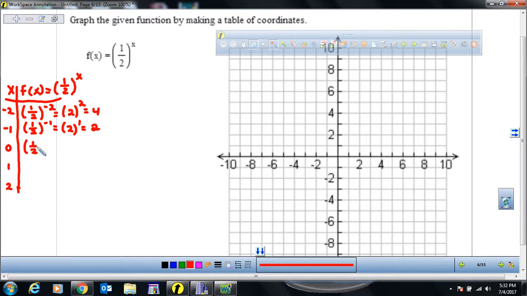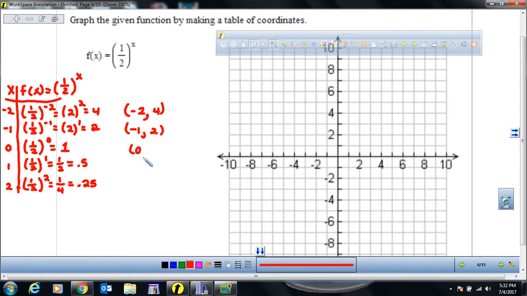1/2 raised to the 0 power. Remember that anything raised to the 0 power is automatically equal to 1. 1/2 raised to the first power is going to be 1/2, which is 0.5. And last but not least, 1/2 raised to the second power, 1/2 times 1/2, is 1/4. And 1/4 is the same as 0.25. So basically these are my points: (-2, 4), then (-1, 2), then (0, 1), (1, 0.5), and (2, 0.25).